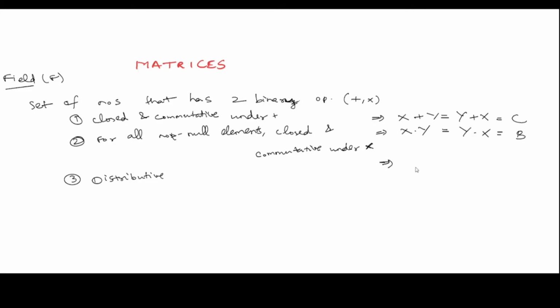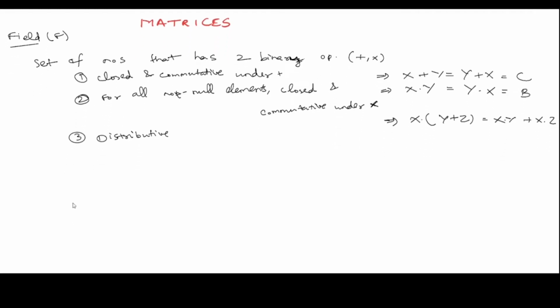And this distributive property, what is the distributive property? It's nothing different. x times (y plus z) should be equal to x times y plus x times z. When these conditions are satisfied, under these two operations, addition and multiplication, that set of numbers is called a field.